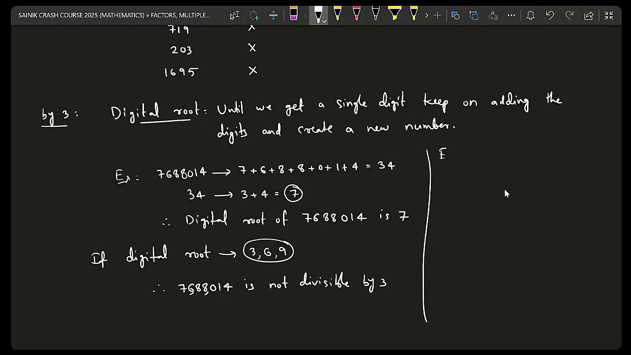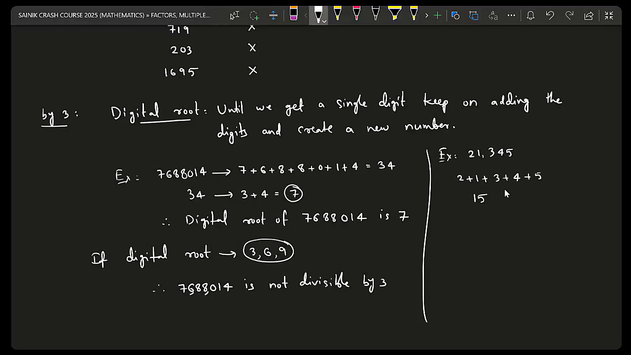Let's take 21,345. I want to check whether this number is divisible by 3 or not. Let's find the digital roots. 2 plus 1 plus 3 plus 4 plus 5. 2 plus 1 is 3, 3 plus 3 is 6, 6 plus 4 is 10, 10 plus 5 is 15. But 15 is not a single digit. We have to continue this process until we get a single digit. Again add 1 plus 5, you get 6.